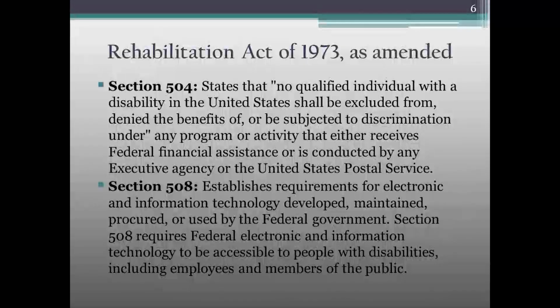Another area that has a major impact for individuals with disabilities is Section 508 of the Rehabilitation Act of 1973. It established requirements for electronic and information technology that is either developed, maintained, procured, or used by the federal government. Section 508 requires federal electronic and information technology to be accessible to people with disabilities, including employees and members of the public.